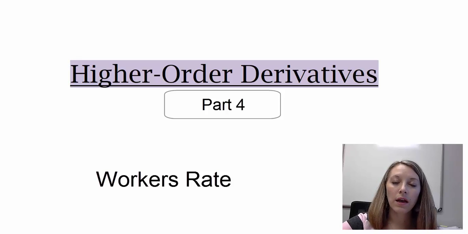We are working on actual applications of higher order derivatives. In the last video, we saw an application of velocity and acceleration, and I gave that example first because that one is usually the easiest one for students to understand, but there are more applications than just that. So let's see another application of higher order derivatives.